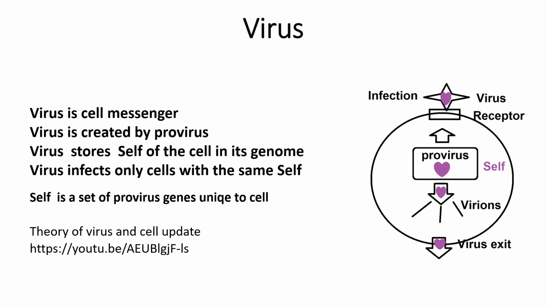Virus is a cell messenger. Virus is created by provirus, and virus stores self of the cell in its genome. And virus infects only cells with the same self, and the self is a set of provirus genes unique to each cell. Again, it's explained also in the theory of virus and cell updates.